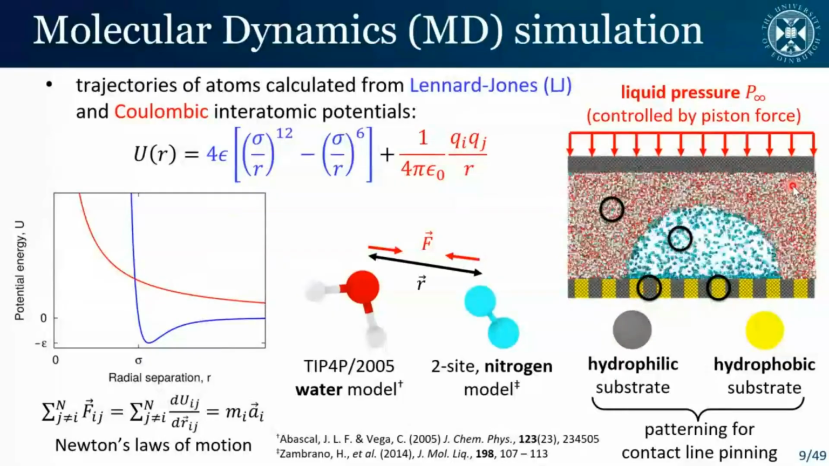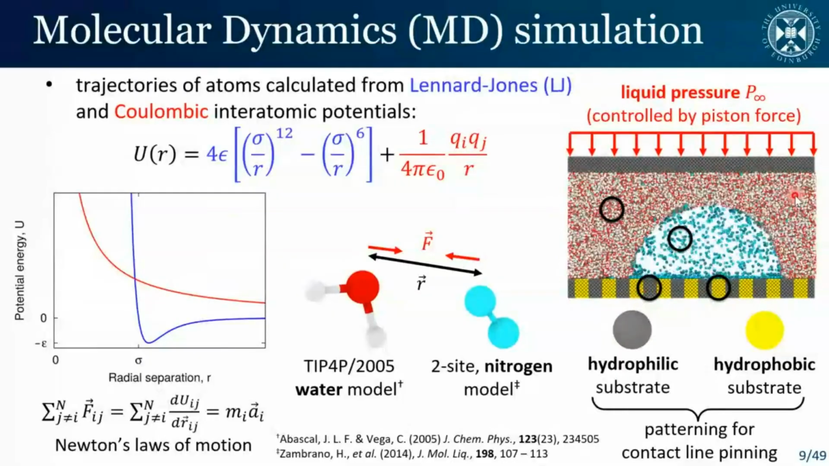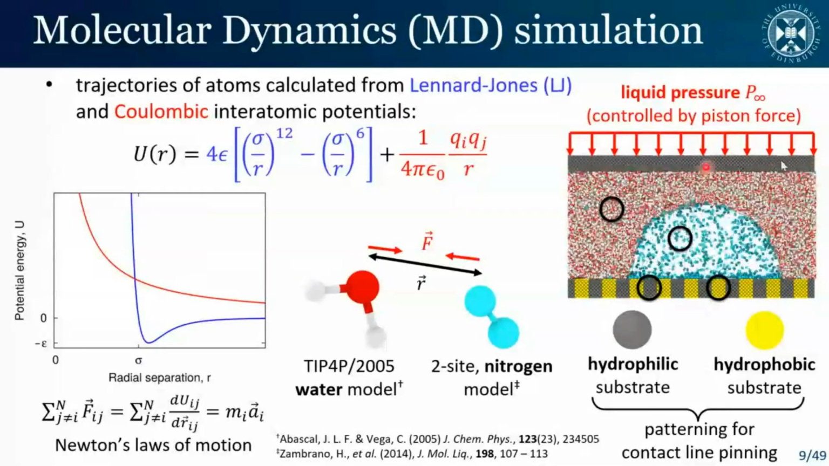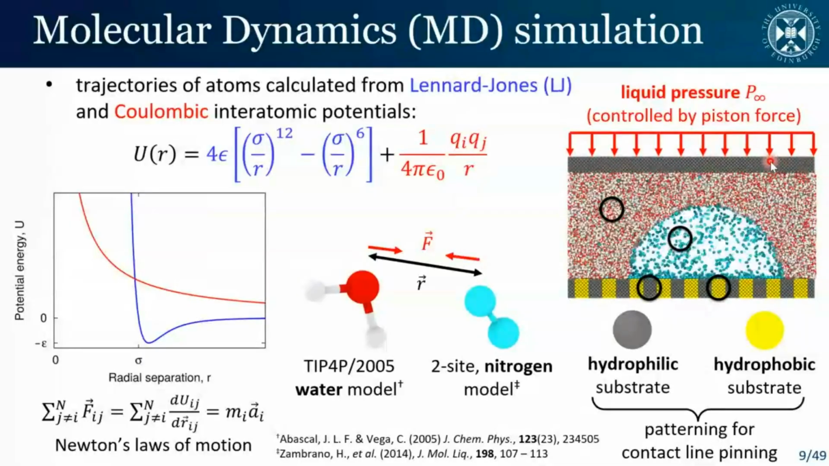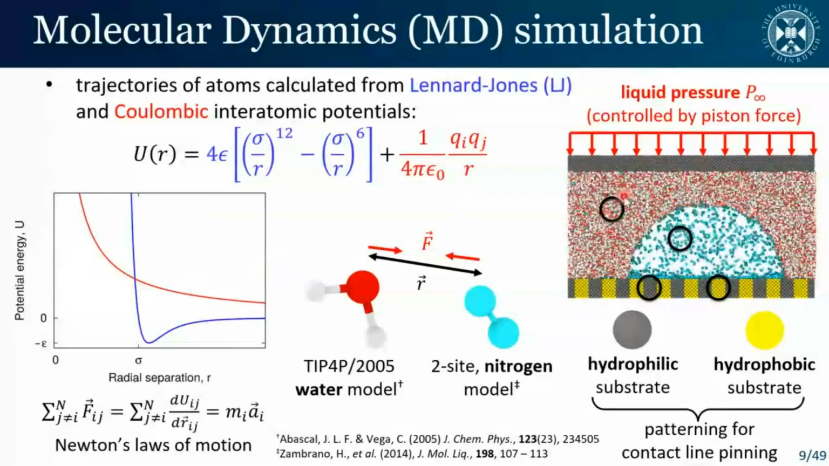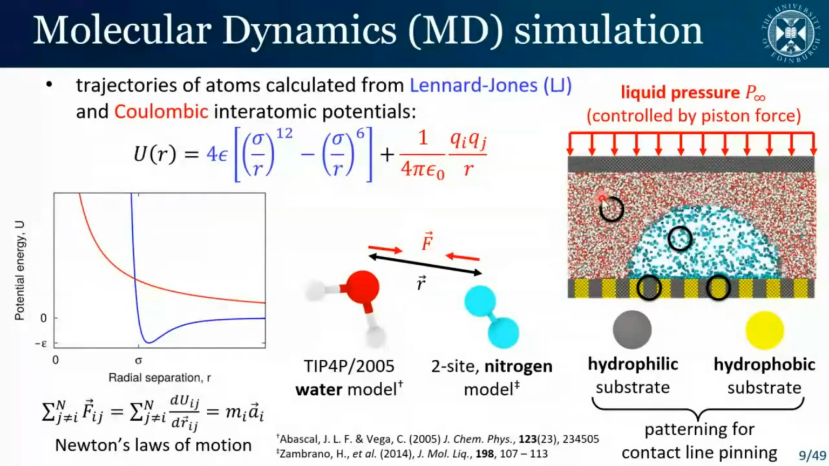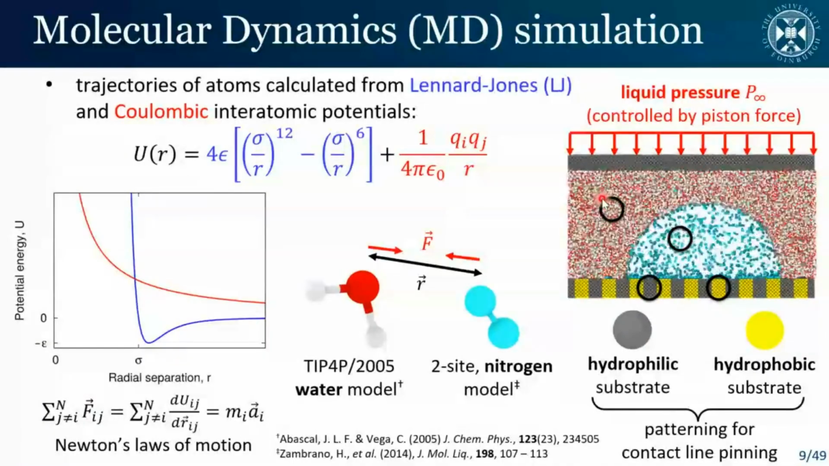And then finally, because we're interested in cavitation, we can control the pressure in the system by the application of a piston in which we apply a force to it. So in this case, we apply a force of 1 megapascal. That should be reflected in the pressure that's measured within the liquid phase.